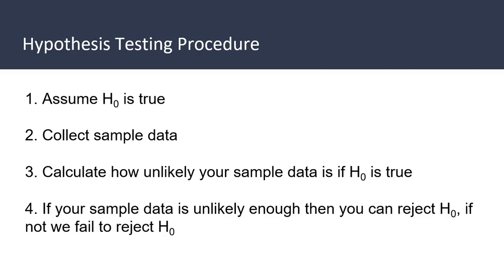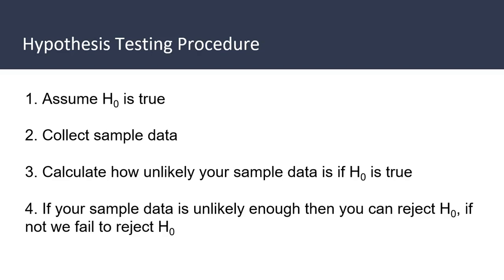Okay, so again, here's the procedure. We're going to assume the null hypothesis is true, so we're assuming Coach Rivers is an 80% free throw shooter. We're going to collect sample data. He went out and shot 50 free throws, and he made 32 of them. Then we're going to calculate how unlikely our sample data is if the null hypothesis is true.